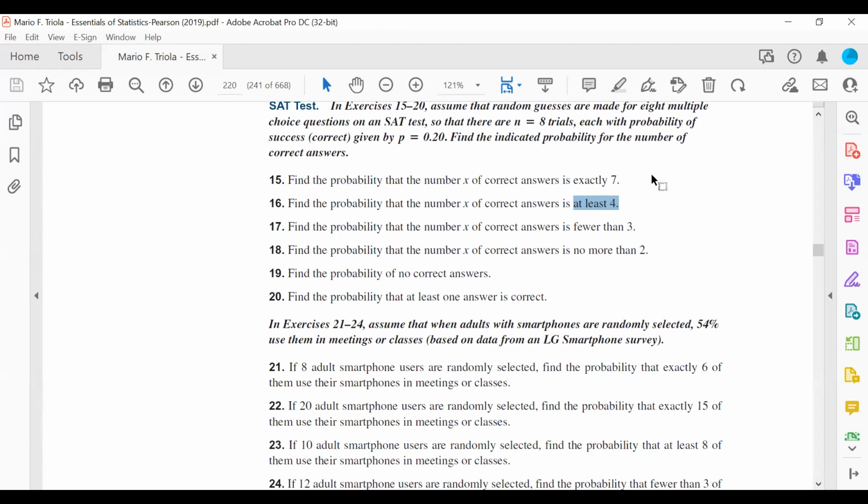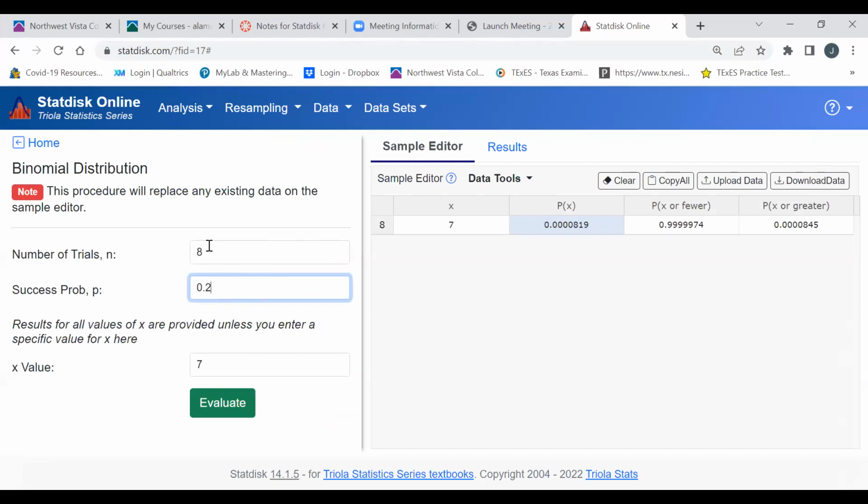All right, let's go to StatDisk, and I'm going to enter my numbers, 8, 0.2, and I'm going to put 4 here. Now it gave me the row containing the random variable 4, and so now I have to find the value that corresponds to the at least. Is it the second, third, or fourth? At least. That is correct. The last one is at least.